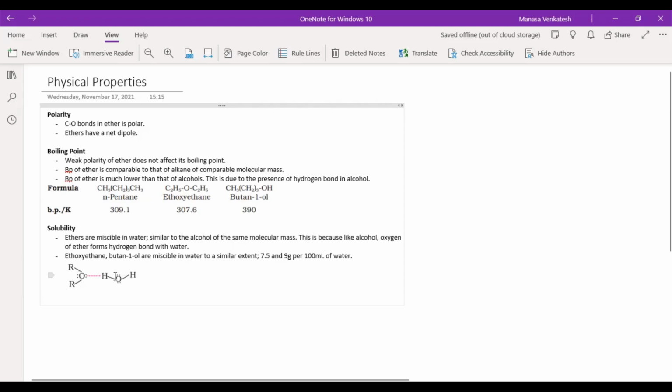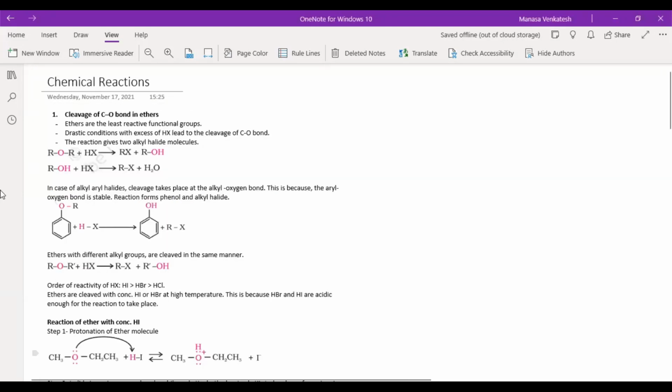And this is quite similar to what we observe in alcohol. So ethanol and butan-1-ol have a comparable molecular mass, and they are miscible in water to a similar extent. So it's 7.5 and 9 grams per 100 ml of water. With that, we're done with the physical properties of ethers.